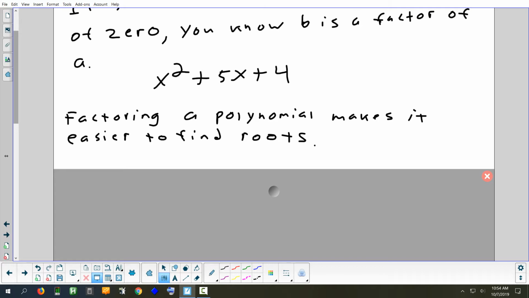And? -1. -1. If I had given it to you like this, plus 1 plus 4, I bet people could look at that quicker and say, oh, -4, -1, right? It's easier to see the roots if you can factor it.